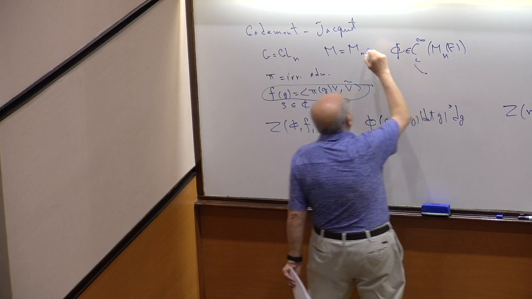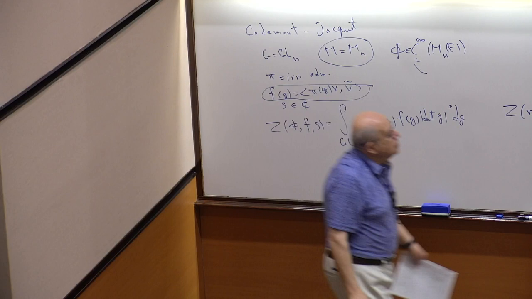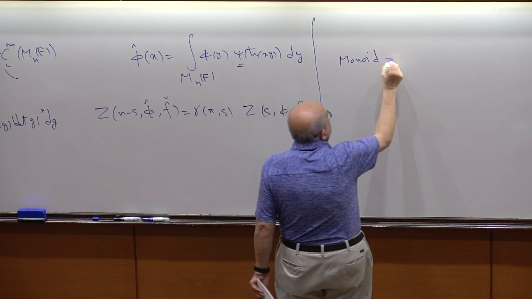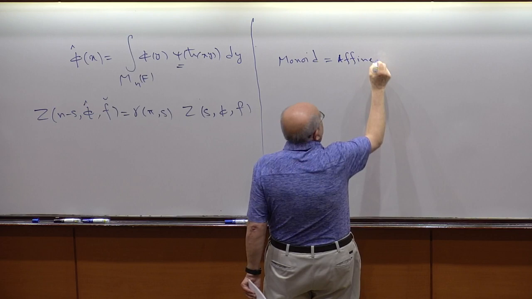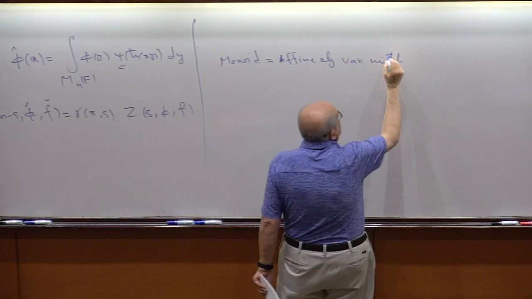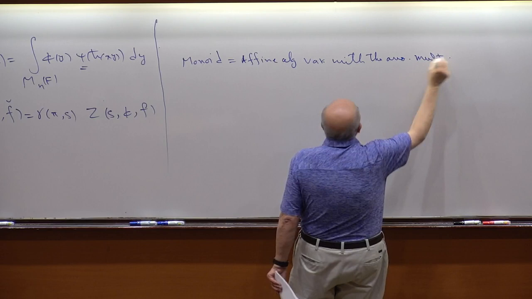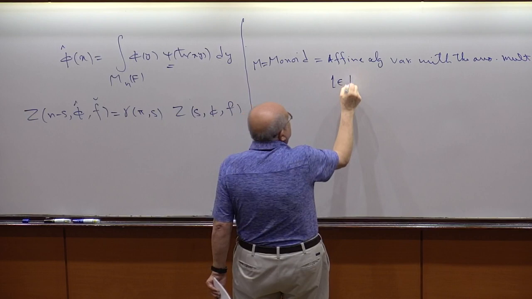And for that, there is this notion of a monoid. So a monoid, let me define. A monoid is an affine algebraic variety with an associative multiplication, and with an identity. So let me denote it by M and 1 in M. And then this is the definition of monoid.